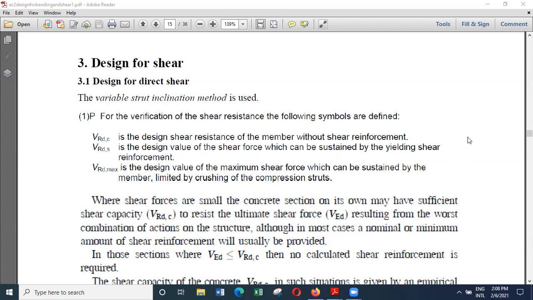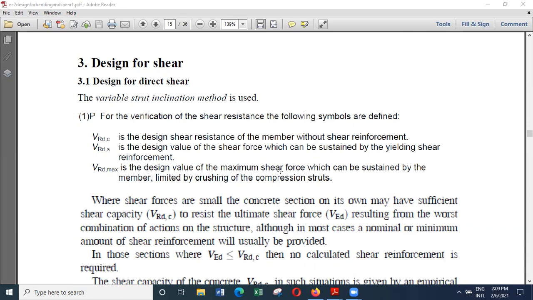All right, today we'll talk about design for shear. Last time also I said that we are talking about this variable strut inclination method. So we have to define some parameters. In these Eurocodes, you can see the notations are a little different. VRd,c means the design shear resistance of members without shear reinforcement. And VRd,s means the shear force that can be sustained when you have reinforcement to resist shear.